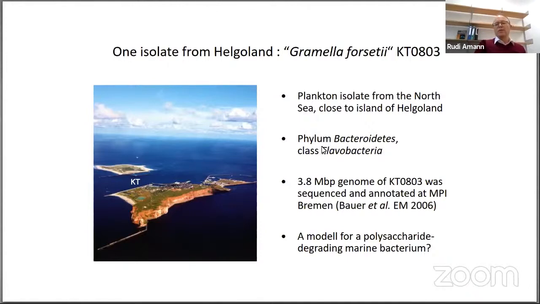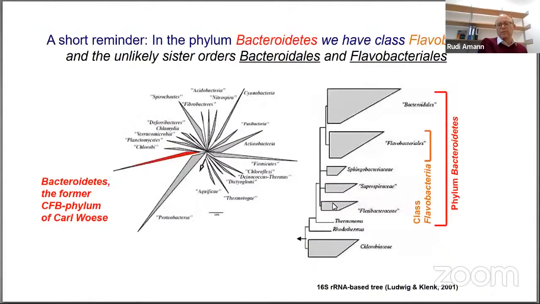And the marine class of Bacteroidetes is called Flavobacteria. This particular genome was then sequenced in our network of excellence. So that was the year 2004. It was subsequently annotated by Marga Bauer and others and published in Environmental Microbiology in 2006. It is by now a model for polysaccharide-degrading marine heterotrophic bacteria. It really turned into a model over the last 15 years.